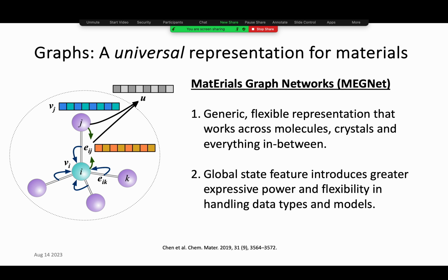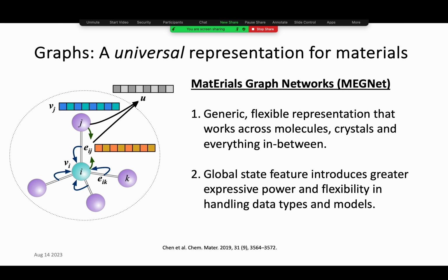And so what we did was to basically develop this architecture called the materials graph network, which is based on the graph network architecture that was actually developed by DeepMind. So this representation is a very generic representation that works across molecules, crystals, and everything in between.